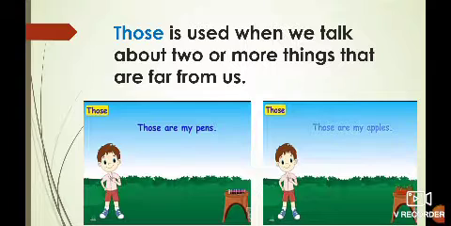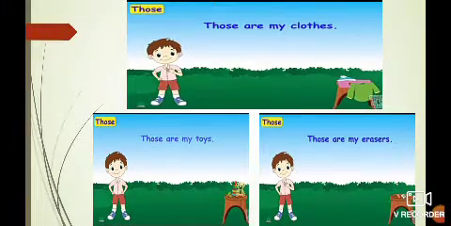In the next example, those are my apples because the apples are far away from the boy. See in the next picture, those are my clothes. The clothes are far away from the boy, so he is saying those are my clothes.